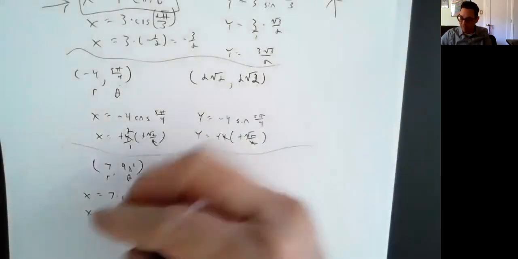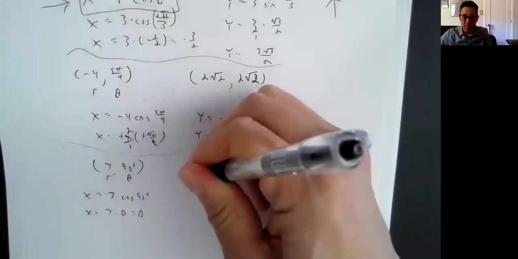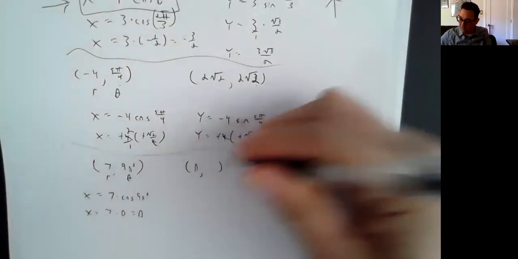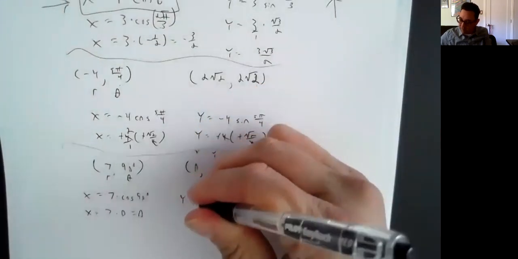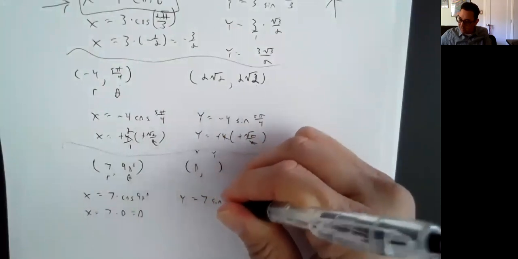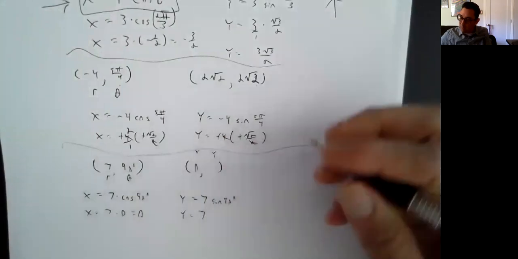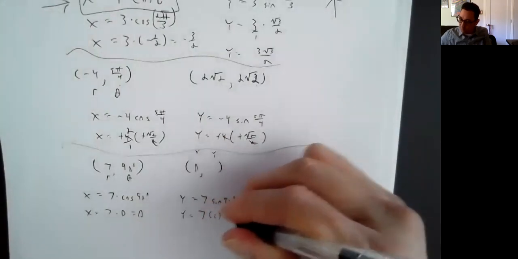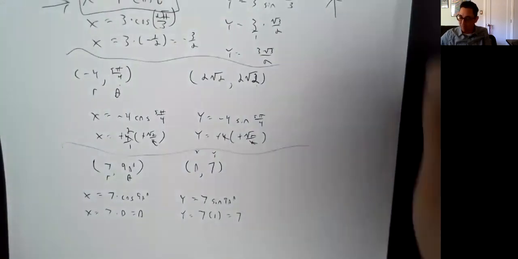Well, the cosine of 90 degrees, last I checked, is 0, right? Cosine of 90 degrees is 0, so the X coordinate is 0. It's 0 comma something. The Y value I'm going to find by doing the same thing. Y equals 7 times the sine of 90 degrees, and hopefully use your unit circle if you need to, but the sine of 90 is just 1, which is 7. So that's the point, 0, 7.